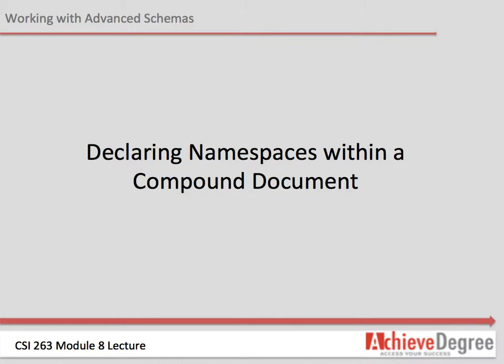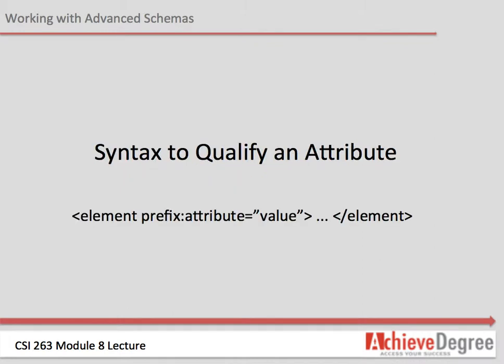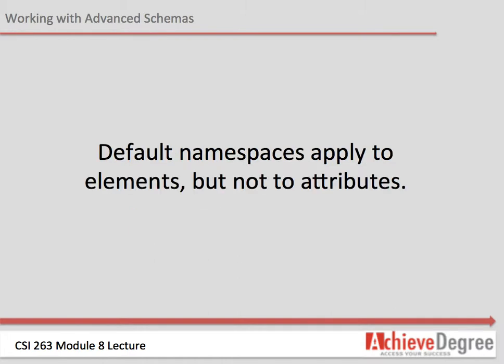Like an element name, an attribute can be qualified by adding a namespace prefix. This is the syntax to qualify an attribute, where prefix is the namespace prefix and attribute is the attribute name. Unlike element names, there is no default namespace for attribute names. Default namespaces apply to elements, but not to attributes.